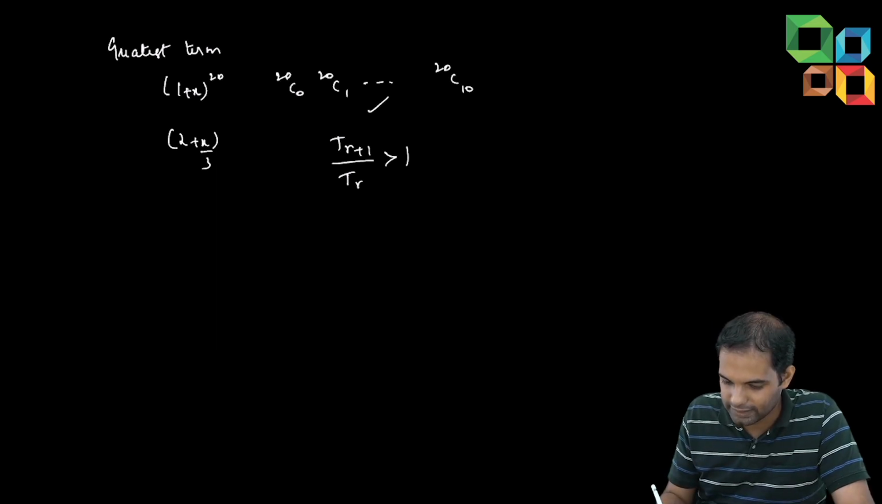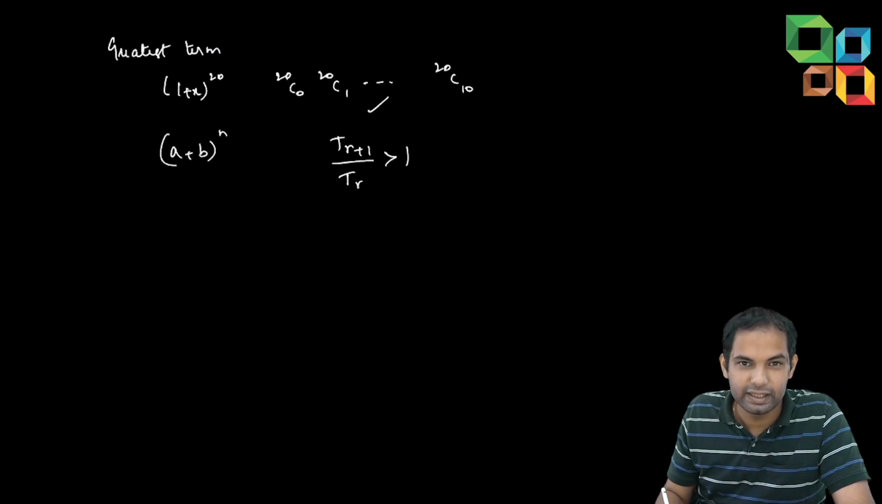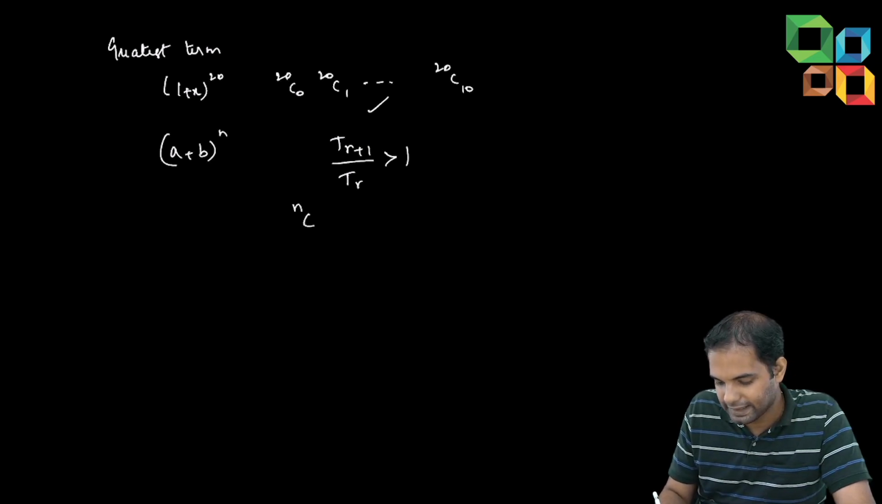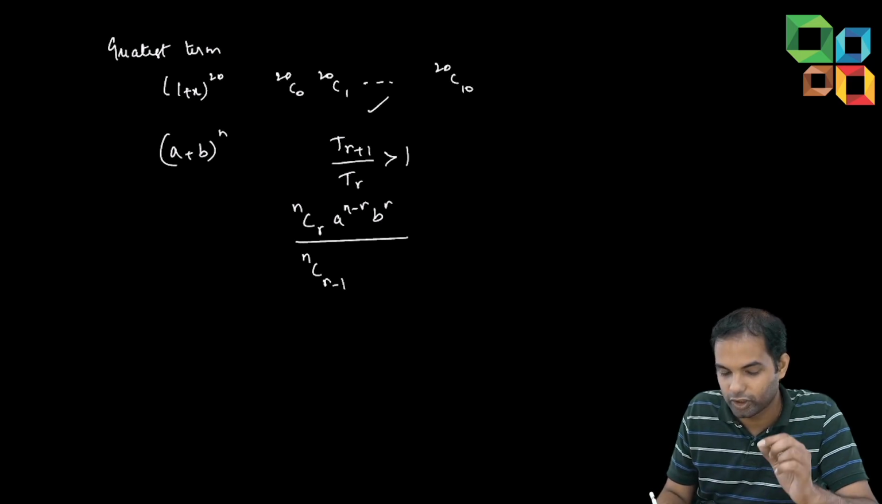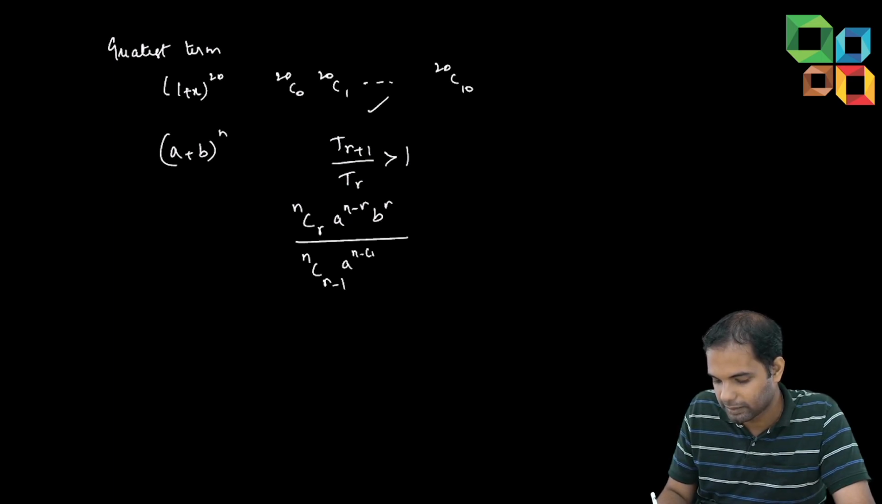Okay. Let's look at this now. Suppose we are talking about the expansion, say, let me take A and B. So that is A plus B whole power n. Now what is TR plus 1? This is NCR into A power n minus R BR, right? Denominator is NCR minus 1 because we are talking about TR. Now it's one term less, right? So this is A power n minus R minus 1 into B power R minus 1. Look at the terms.